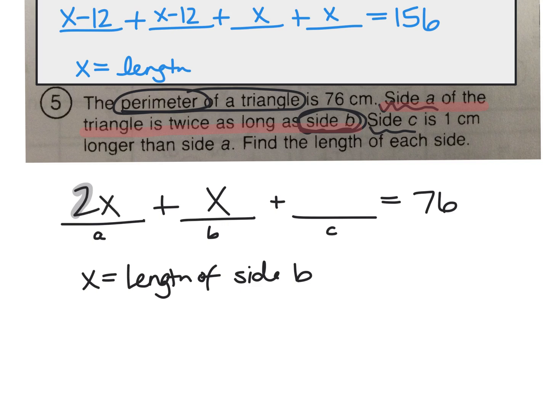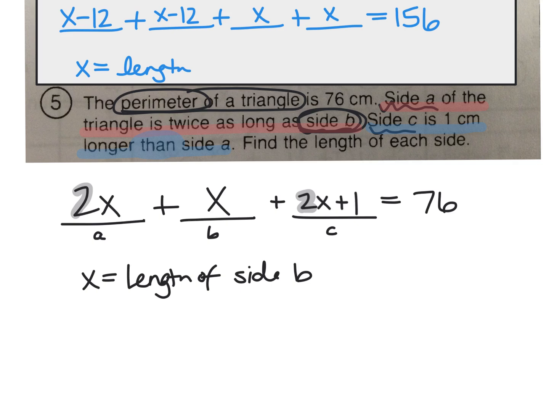And then if I read this last part, it says side C is 1 centimeter longer than, remember than's going to push me to the end, side A. So C is 1 centimeter longer than side A, which is going to be 2x, I did it again, 2x plus 1. That's 1 centimeter longer than this side A that was over here.